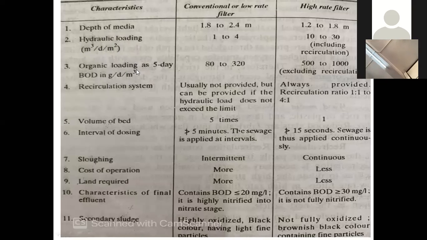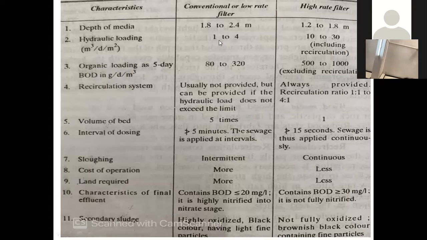Whereas for organic loading, it is the amount of BOD applied, BOD usually measured in kg, gram or milligram, applied to the unit volume of that filter in a day. So that's why the unit for organic loading rate is gram per day per meter cube.